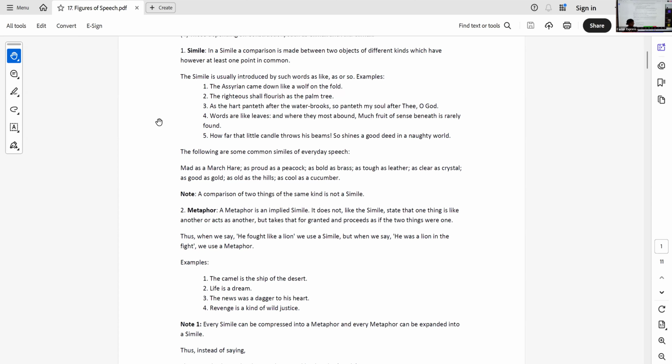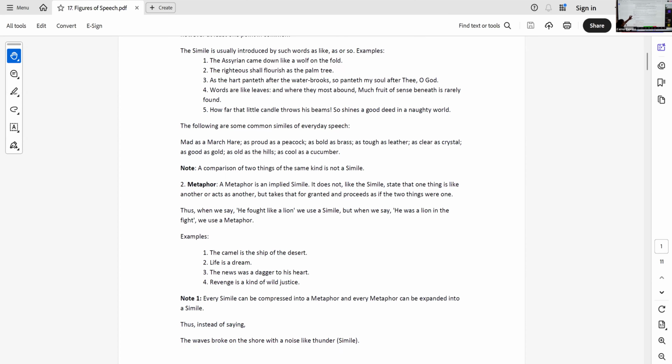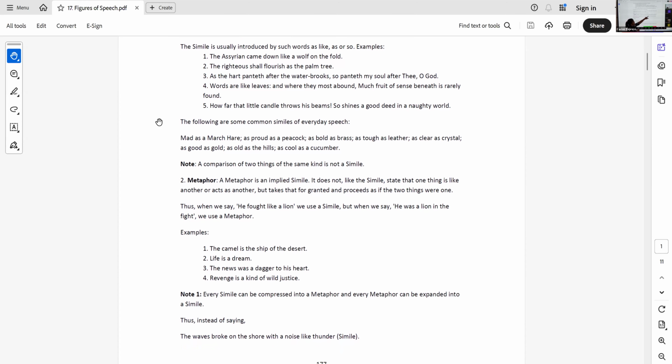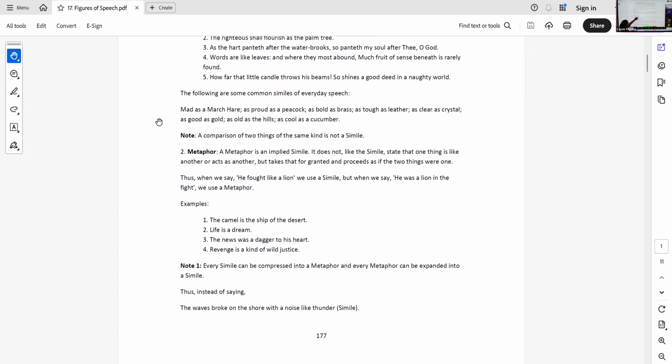The burden is on the readers to decode the metaphor. When I say Rana Pratap was a lion in the battlefield, obviously Rana Pratap is being compared to a lion instead of saying he was as brave as a lion, which is an expanded expression. So metaphors are compact expressions, and they're implied, not explicit. It takes for granted and proceeds as if the two things were one. Thus, when we say he fought like a lion and he was a lion, it's a metaphor.